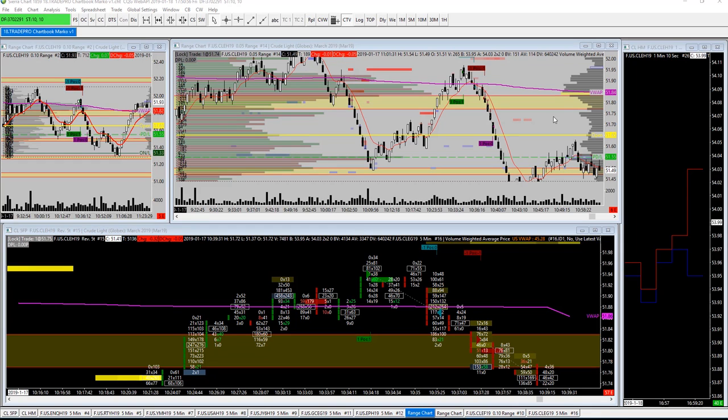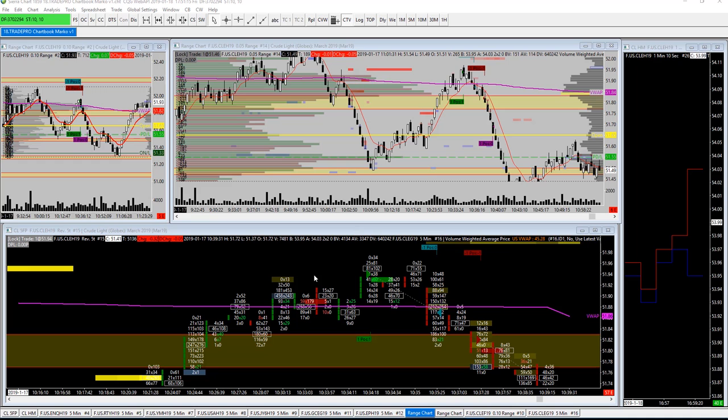Okay, traders, so here we are on the Sierra Chart platform. What you see in front of you is the crude oil futures. I trade off of these 3 charts. The left-hand side is a 10-tick range chart. This one is a 5-tick range chart. And the chart at the bottom here is a 5-tick footprint reversal chart.